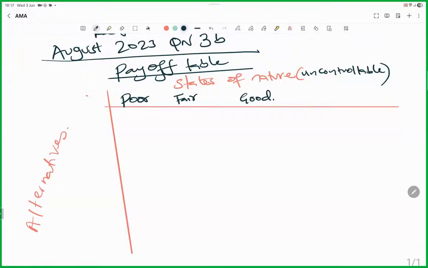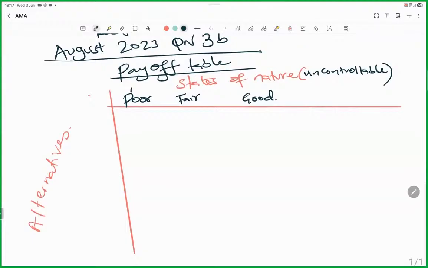Honestly speaking, how the market will behave is normally beyond your control. You can invest too much, fine, but how the market will behave at the end of the day is beyond your control. Are you able to see the probabilities? Poor is 30%, fair is 0.4, good is 0.3.